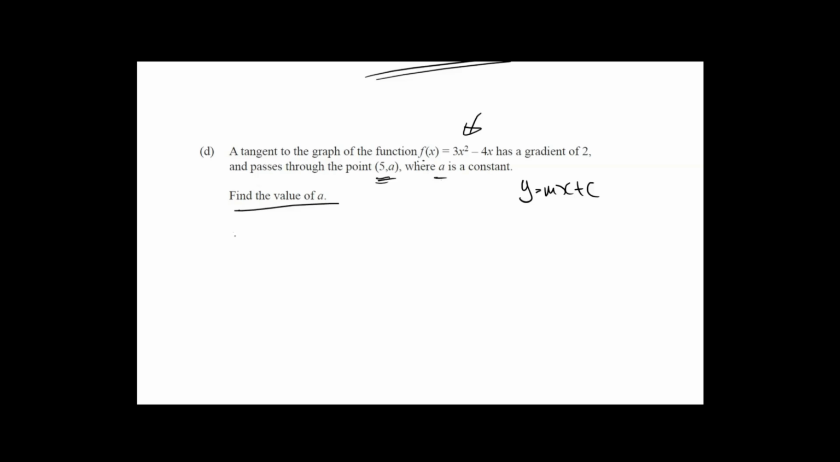Okay, so where they are tangent, they have the same gradient. So in other words, this one up here is going to be a parabola, and if you imagine that line just touching it there, it's going to have the gradient of 2. Then we're going to find whatever y equals when x equals 5, and then we're going to find a. Okay, I'm just thinking aloud.